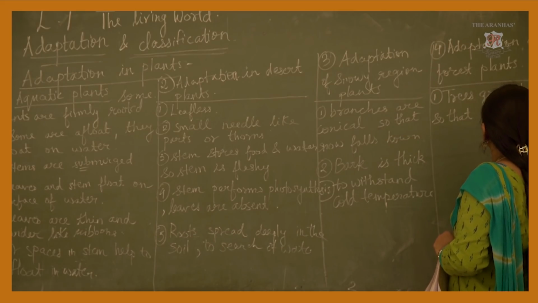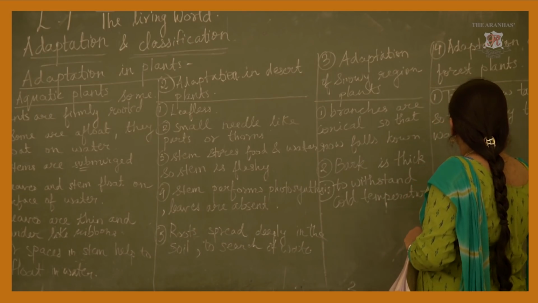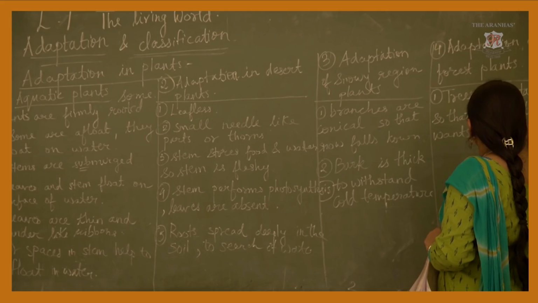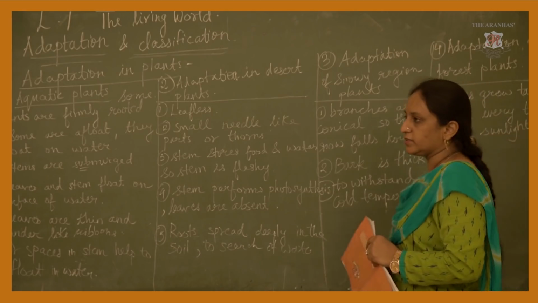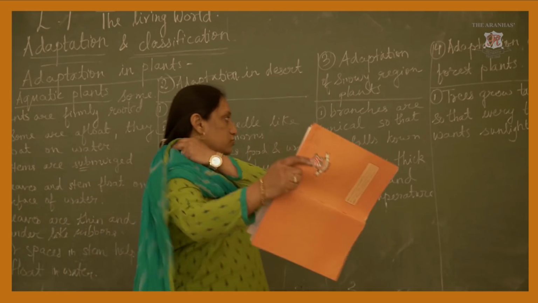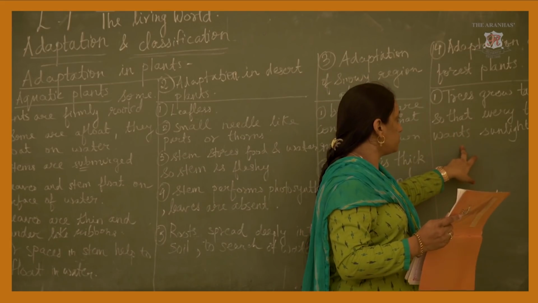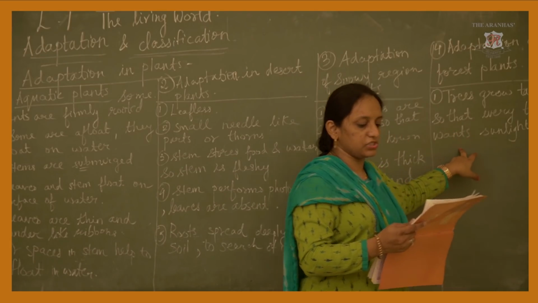Every tree wants sunlight. So there is a competition among these plants. If a tree is short in height and the next tree beside it is very tall, then it will not get sunlight. So there is a competition among these trees, and the height of these trees is very tall to get the sunlight.